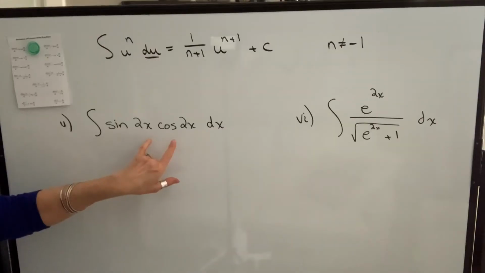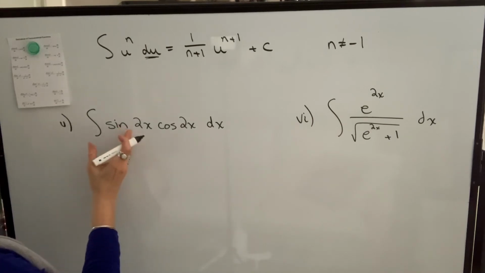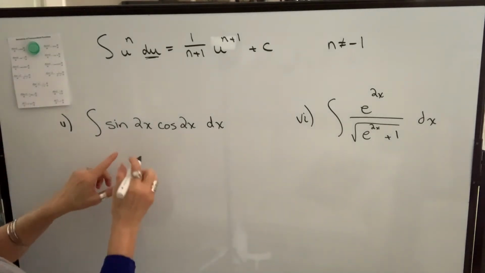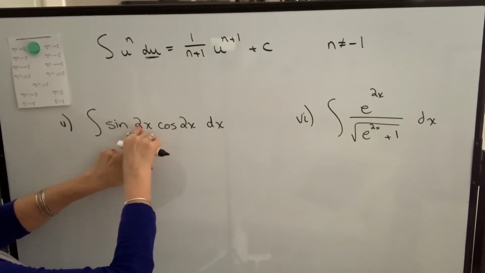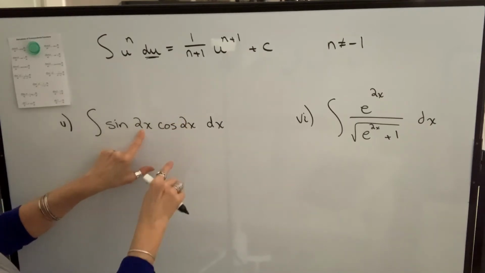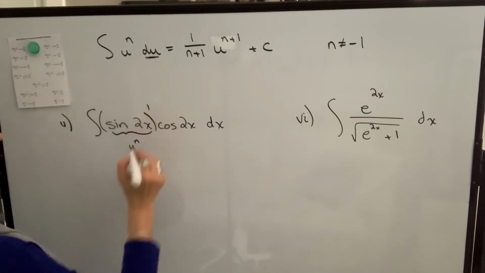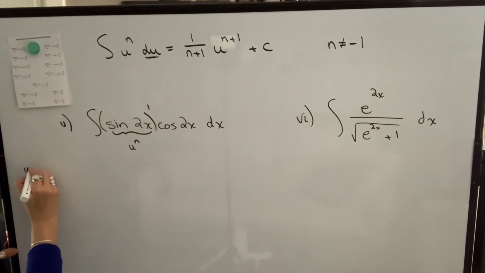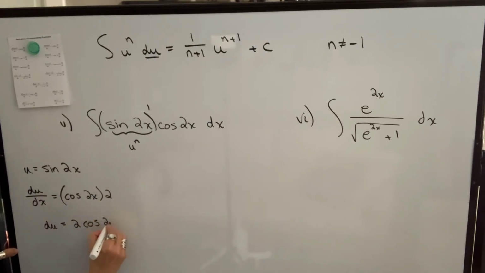Let's do a couple more. In this example, we do not have a power. When there's no power stated, we know the power is a 1. And because we have the integral of sine of 2x, and we know the derivative of sine of a function is cos of that function times the derivative of that function, let's let this be our u to the n. So we're going to think about it to the power of 1. So u will be sine of 2x. The derivative of sine of 2x is cos of 2x times 2. And so the differential will be 2 cos 2x dx.